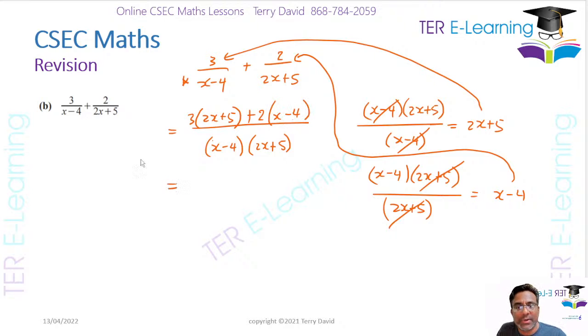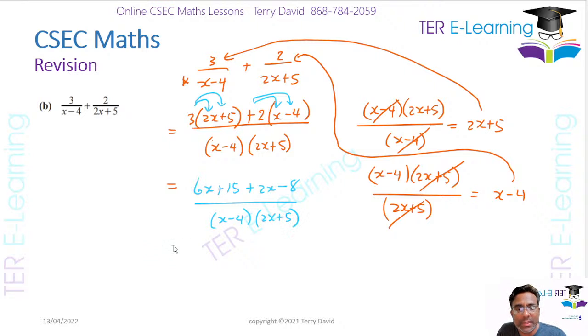Your next step now is to simplify the top part. So you need to remove your brackets. 3 multiplied by 2x is going to give you 6x. If I take 3 by 5, I'm going to get 15. If I take 2 by x, I'm going to get 2x. And if I take 2 by minus 4, I'm going to get minus 8, all over x minus 4, 2x plus 5.